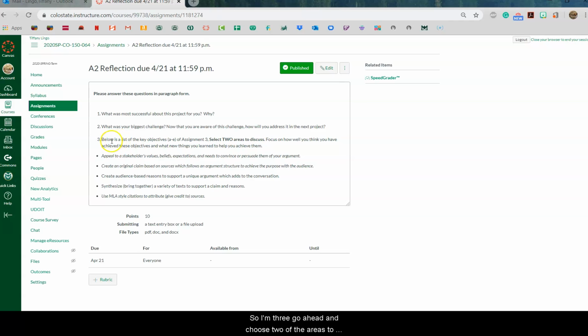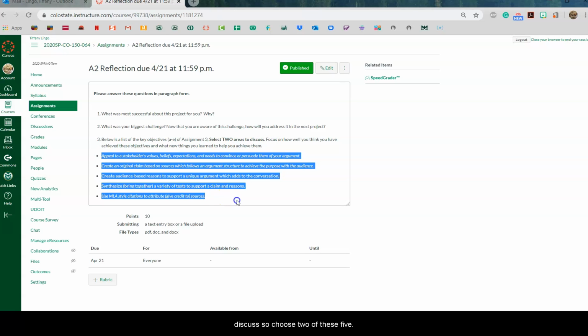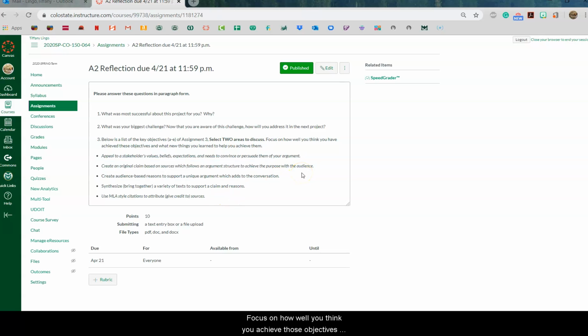So in 3, go ahead and choose 2 of the areas to discuss. So choose 2 of these 5 and focus on how well you think you achieved those objectives. It's a little bit of practice for what our final will look like. You'll do similar reflection on our course objectives, okay? So choose 2 of these areas and think about how you achieve those objectives, okay? So how well did you create an original claim based on sources, which follows an argumentative structure? Okay, and if you don't think you did that very well, you can explain why and what you struggled with. All right.